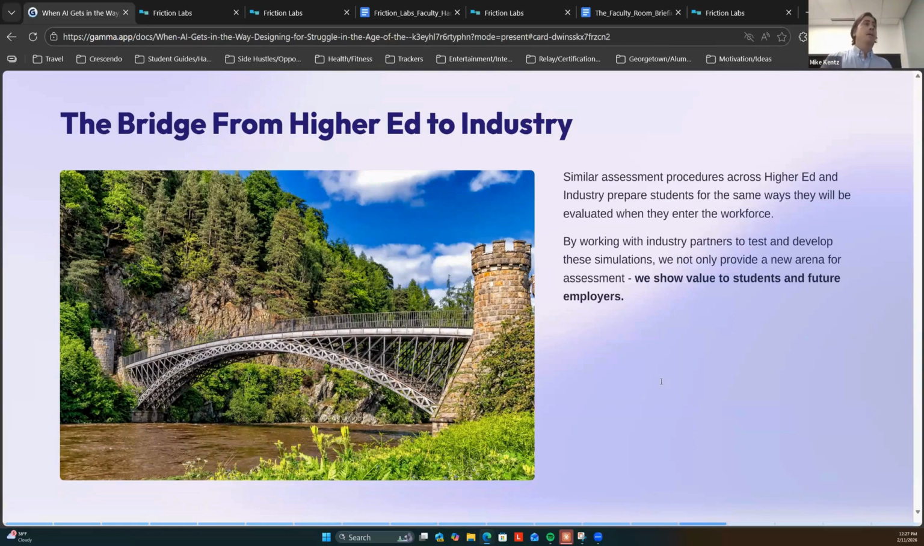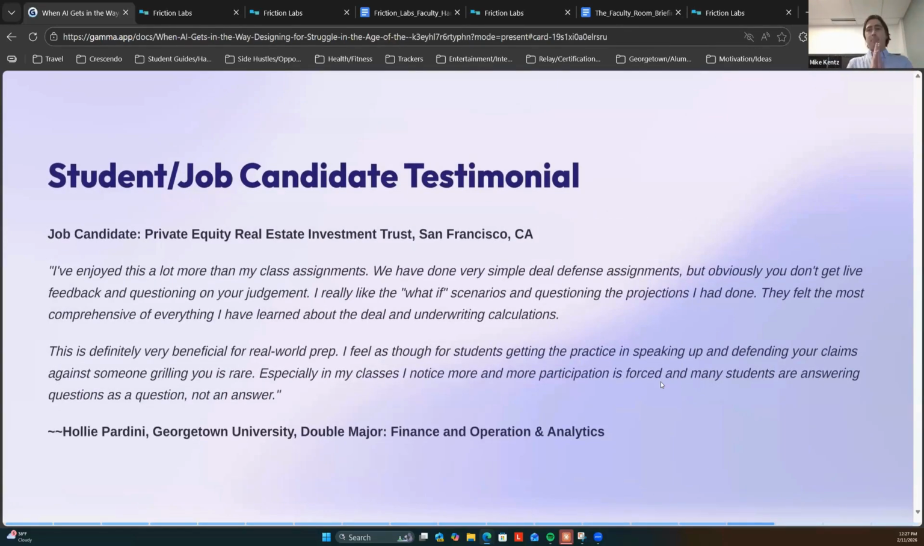With that in mind, my private equity friend who I mentioned, once I made that point, he said, okay, let's try this out. So we made a simulation just for their situation. They put it in front of a job candidate, and we asked the job candidate to give us feedback afterwards, written. And I loved what she said. This is Holly Pardini. She is a senior at Georgetown University, double major in finance and operation and analytics.